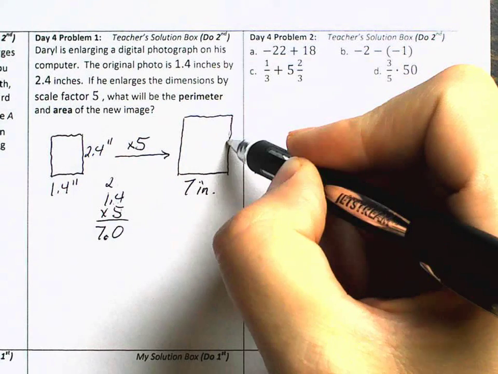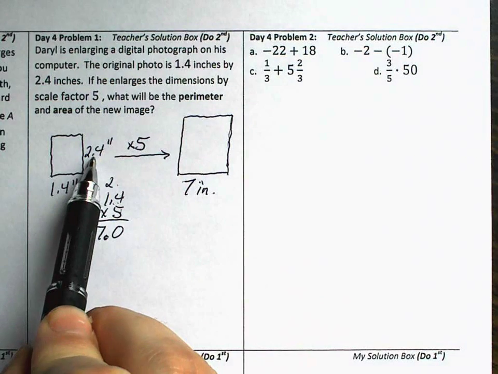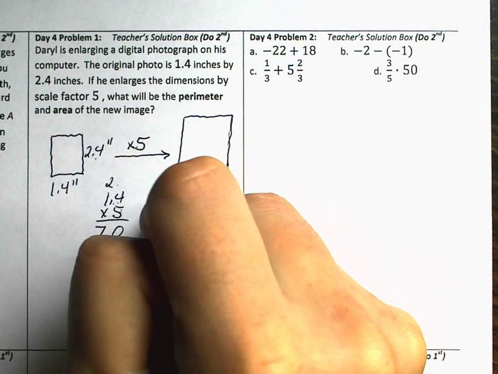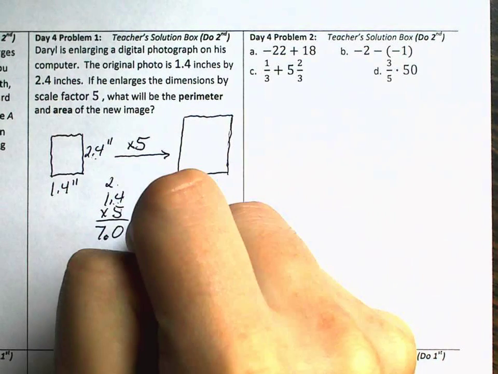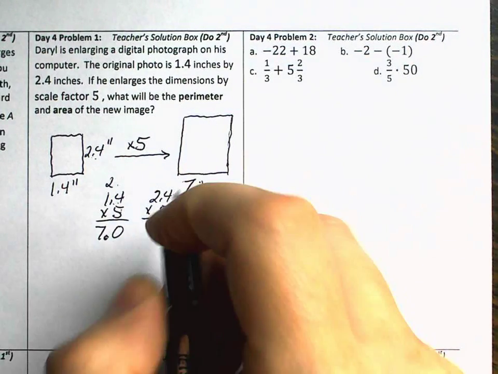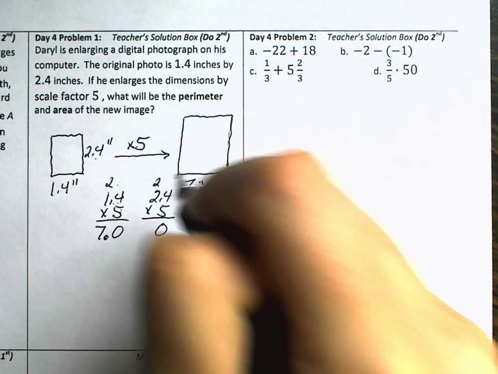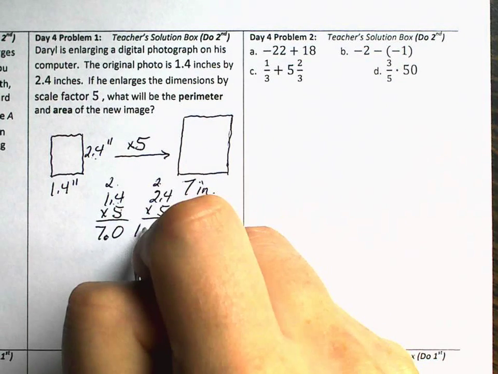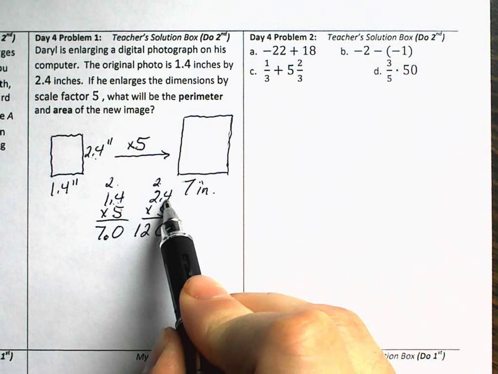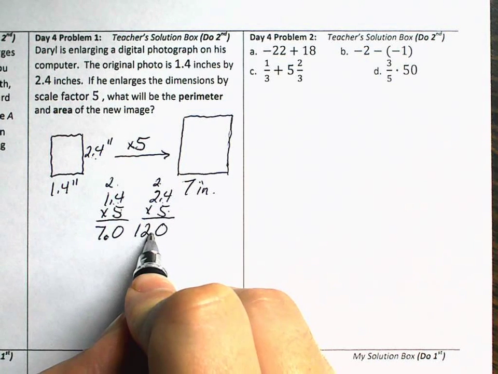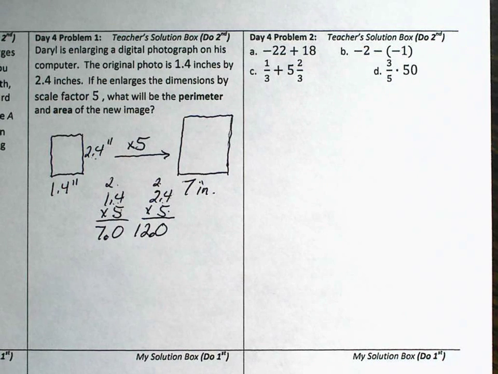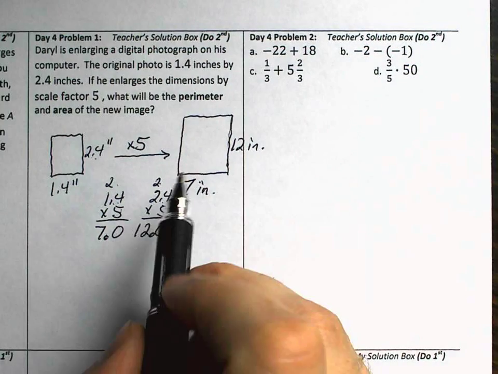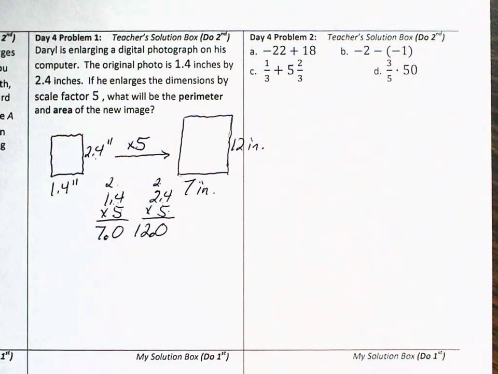And let's find the height of the new photograph by multiplying 2.4 times 5. 4 times 5 is 20, write the 0, carry 2. 2 times 5 is 10, plus 2 is 12. There's one number to the right of the decimal point, so it needs to go here in the answer, 12. The new photograph is 7 inches by 12 inches.